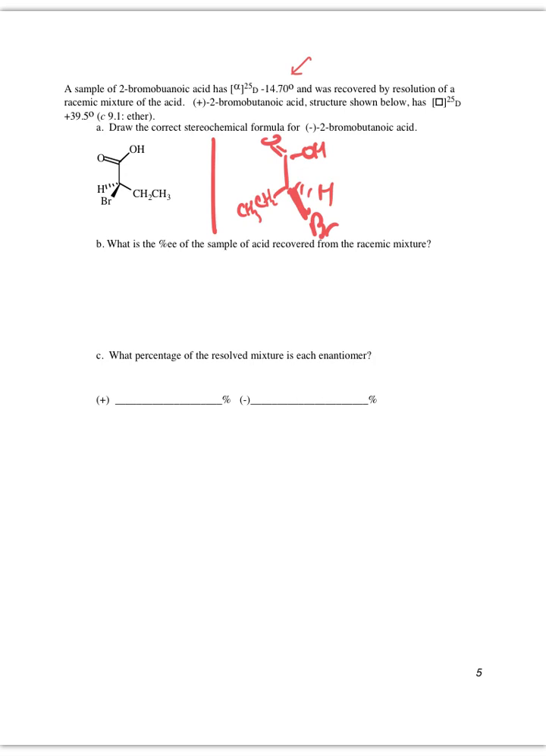Now calculate the percent EE. For that, we know our sample is negative 14.7, and our pure is 39.5. When you do this, multiply by 100. We want to first ignore the negative sign and just deal with all positive numbers because you can't have a negative percentage. But 14.7 divided by 39.5 gives us 37.2.